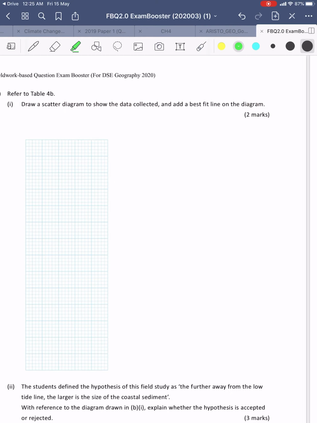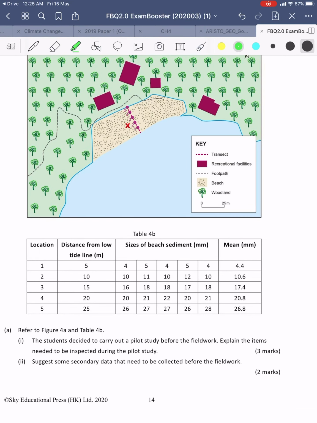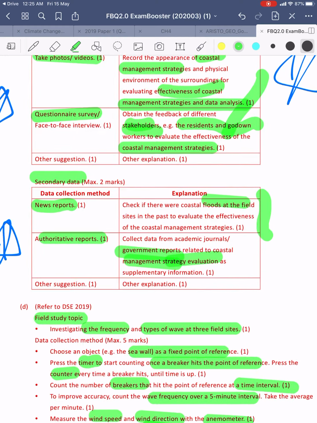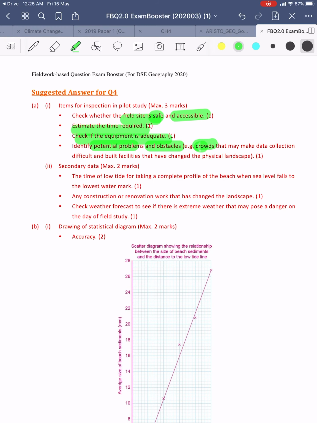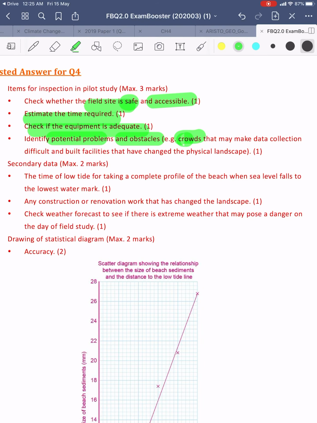Okay, next one. Suggest some secondary data needed for the fieldwork. How about this? Is it useful? Not really. Be careful. What can be done? We can use some weather forecast. We can use the times of low tide and high tide.